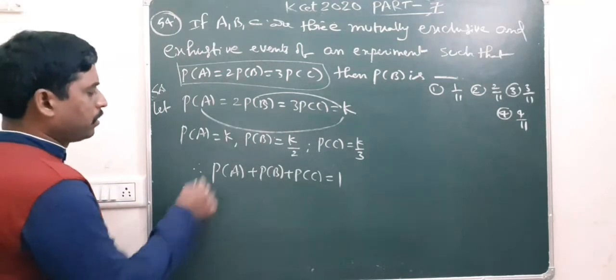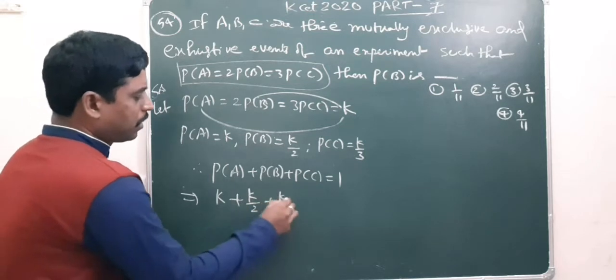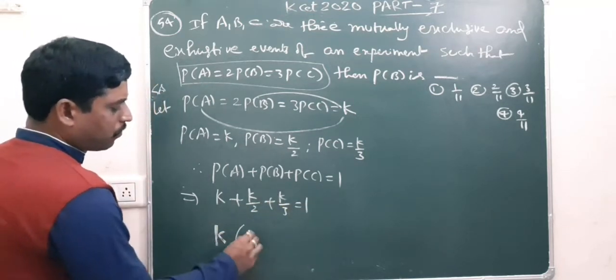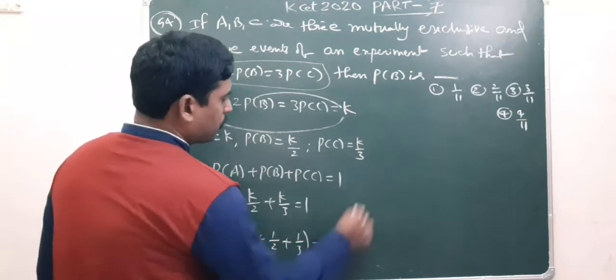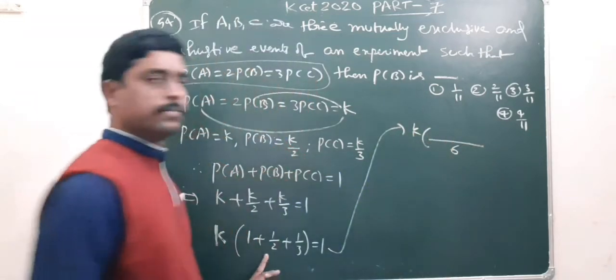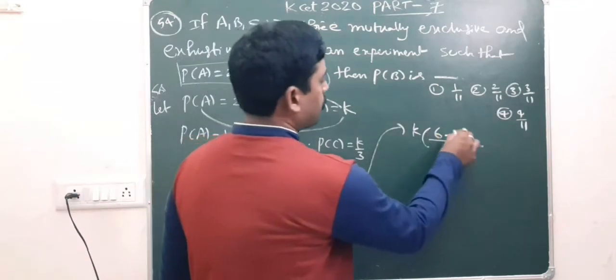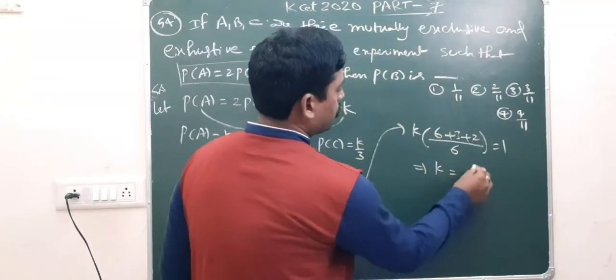P of A value K, K by 2, K by 3 equal to 1. So take K out common: K into 1 plus 1 by 2 plus 1 by 3 equal to 1. So LCM is 6, 6 plus 3 plus 2 equal to 1. Therefore K is equal to 6 by 11.